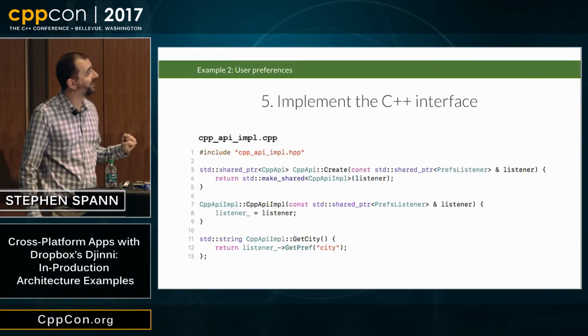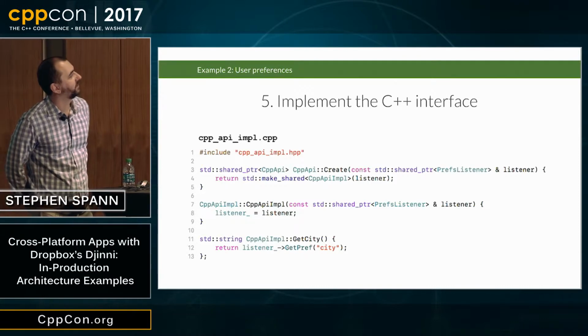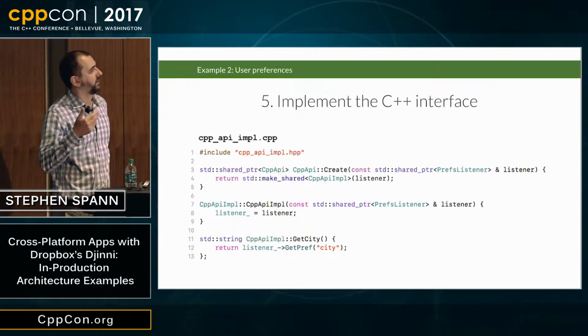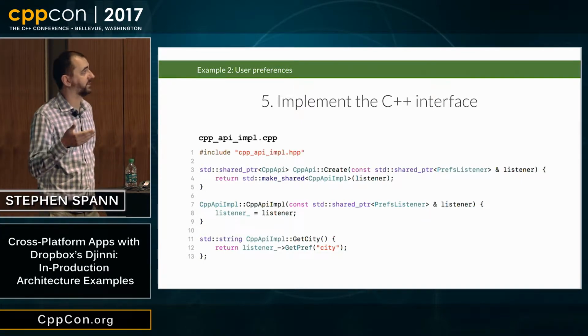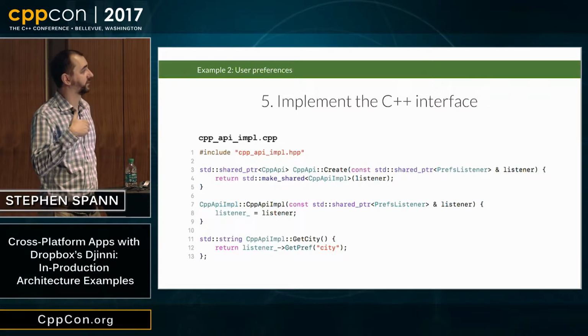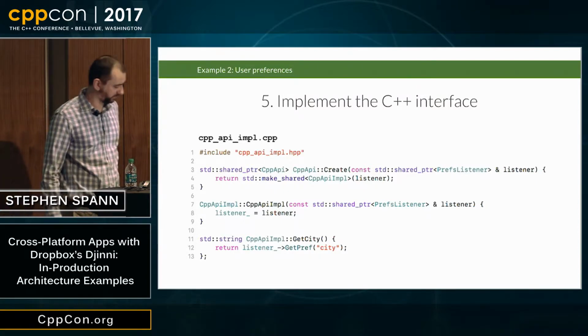Sorry, there's one more slide. Okay, so the C++ interface now has an argument. Our create method takes the interface argument, so it could be Objective-C or Java. It passes it on to its constructor. We save it, and then later we can call get preferences, and we can do that pretty much anywhere in this class.